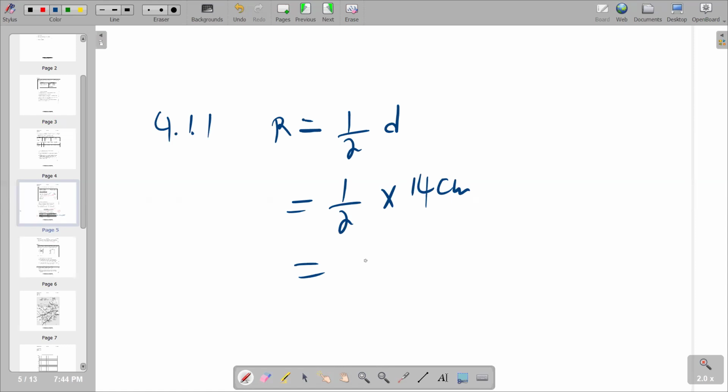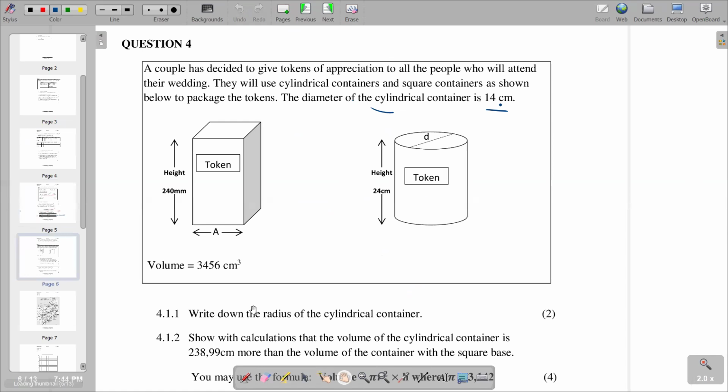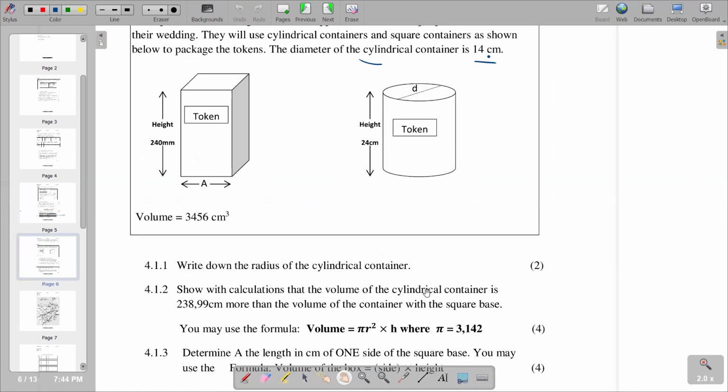And of course, if you multiply, you're going to get your 7 centimeters. So this is what we have on the first part. And the second part now reads: show with calculations that the volume of the cylindrical container, which we have here, is 238.99 cubic centimeters more than the volume of the container with the square base. So the container with the square base is this one.